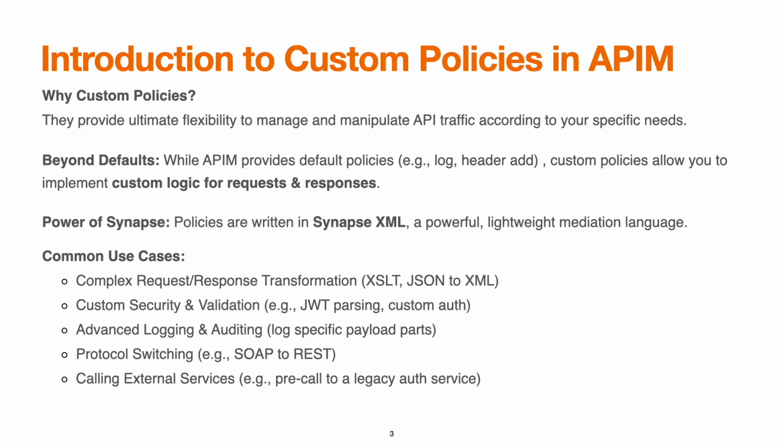And finally, calling external services. If you need to validate an API key against a legacy system before the main call, yes, that can be done through a custom policy. A custom policy can make that call, process the response, and decide whether to proceed or not.